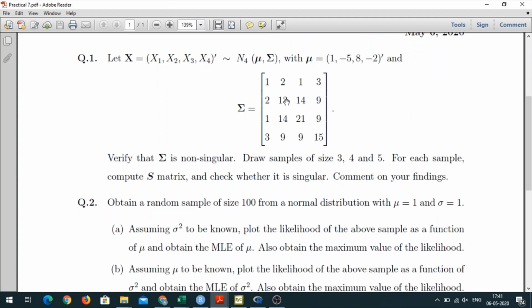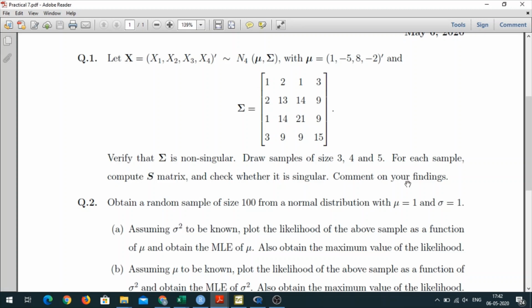So suppose I have a four-variate normal distribution with this mean mu and this variance covariance matrix sigma. First we have to verify that sigma is non-singular. I don't think I need to really show that. You can just compute determinant of sigma and it would turn out to be non-singular. Then draw samples of size 3, 4 and 5. For each sample compute S matrix and check whether it is singular and comment on your findings.